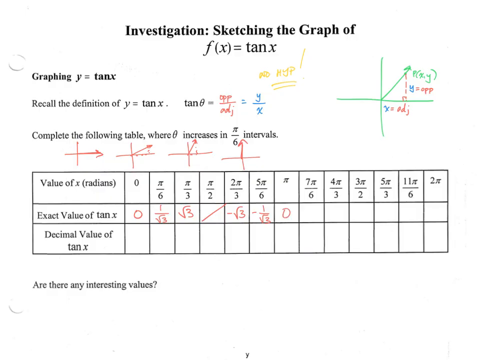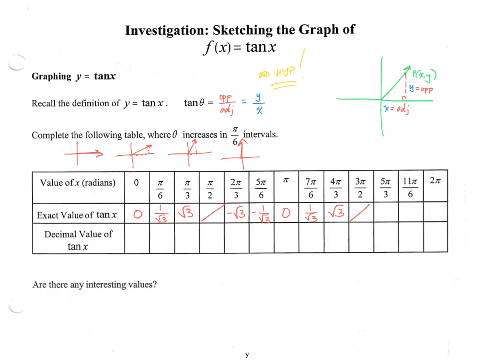As I work my way into the third quadrant, now my opposite and my adjacent sides are the same sign. That means my value is positive. So for my small angle, I get 1 over root 3. For my large angle, I get root 3. And when I get completely vertical again, I have no adjacent side. It's undefined.